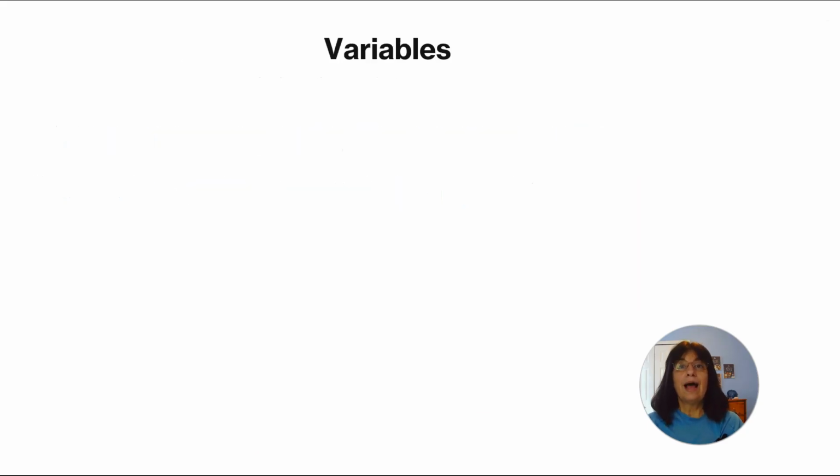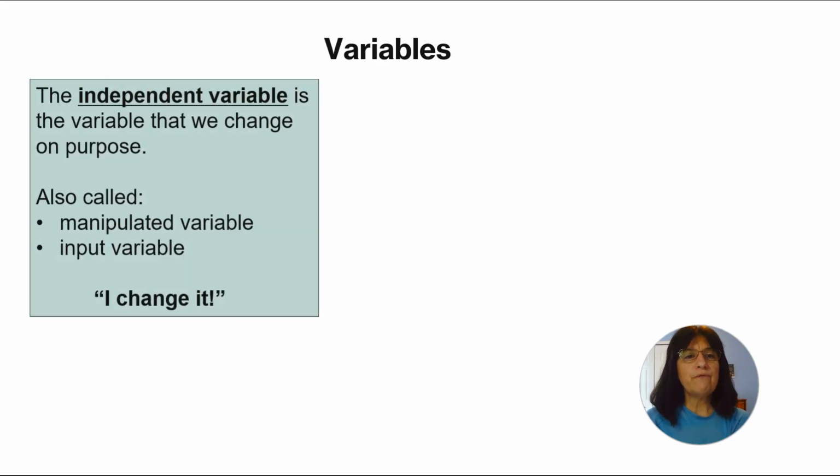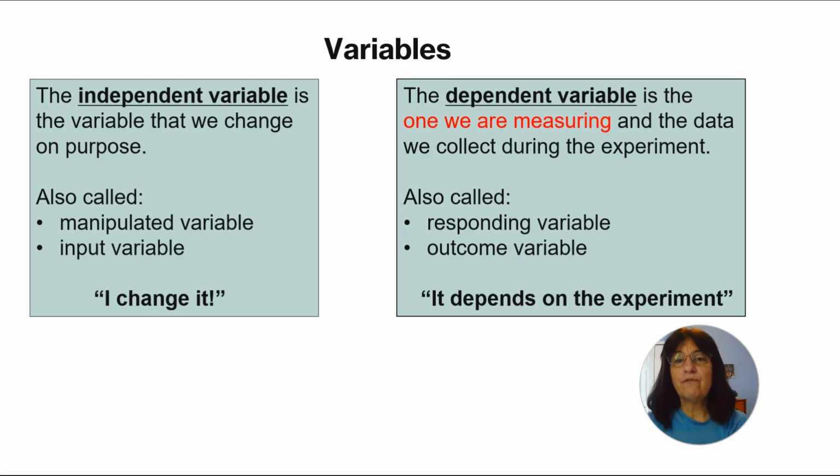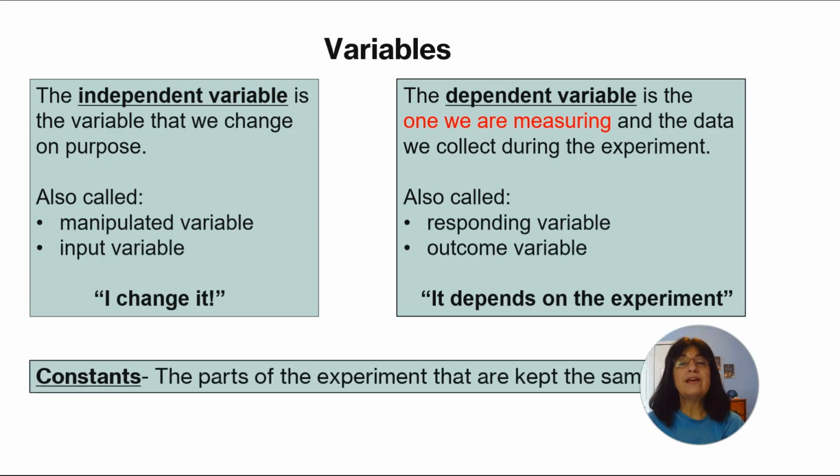Before we go, I want to share very quickly something about variables. The independent variable is the variable that we change on purpose, and it should be the only variable that you change. In our case, we changed the type of soil or the type of dirt. The dependent variable is a variable that we are measuring. In this case, we are measuring the amount of water that was absorbed. And then all the other variables, we want to keep them the same. They are called constants.